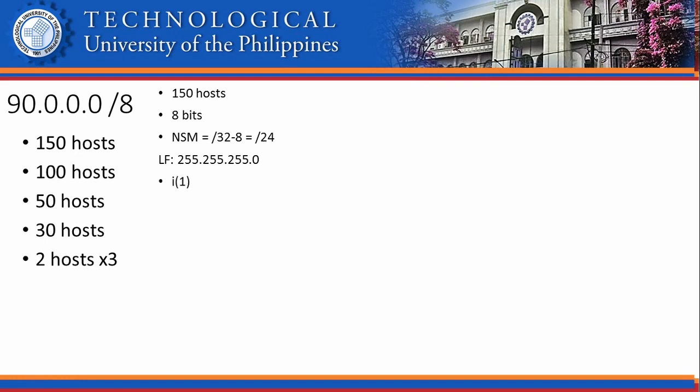Now, kukunin natin yung range niya. Saan tayo mag-i-increment? Which octet? Sa 4th ba? Siyempre hindi, no? Sa 3rd octet tayo mag-i-increment. Why? Because yung pinakahuling value ng new subnet mask natin na long format, no, is yung 3rd octet. So, copy lang natin yung classful network address natin, which is 90.0.0.0. And mag-increment lang tayo ng 1, no? So, magiging broadcast address natin is 90.0.0.255, no?